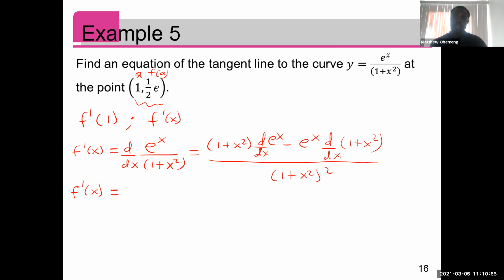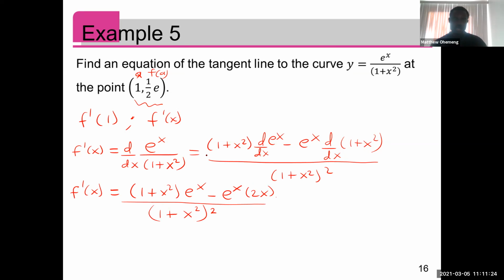So what's the derivative of e to the x? The derivative of e to the x is just e to the x. So we have 1 plus x squared times e to the x, and then we have minus e to the x times the derivative of 1 plus x squared. The derivative of 1 is 0, and the derivative of x squared is 2x. So just 2x like so. And then all over 1 plus x squared, all squared. So then we have the derivative.